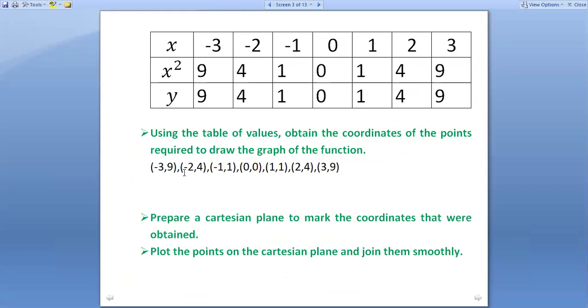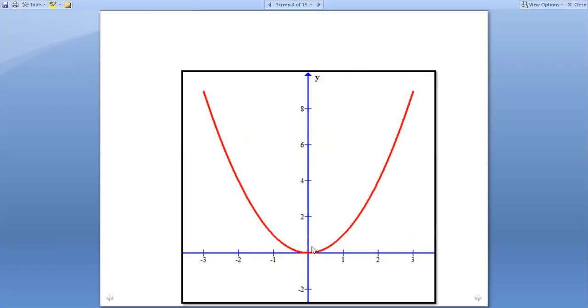First, we have to prepare a Cartesian plane. Here you can see the y varies from 0 to +9, and x values vary from -3 to +3. So you can draw a suitable Cartesian plane and plot these points on it, and then you have to join them smoothly such that you will get a graph like this. This is the graph you obtain for the function y equals x squared.